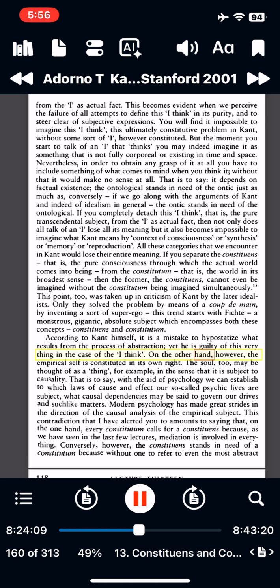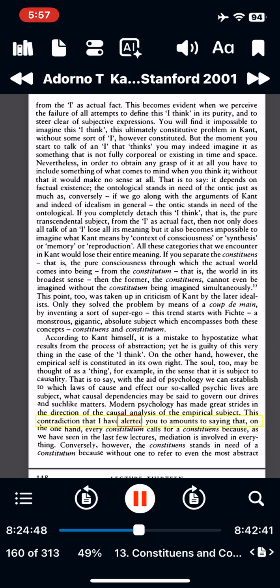On the other hand, however, the empirical self is constituted in its own right. The soul, too, may be thought of as a thing, for example, in the sense that it is subject to causality. That is to say, with the aid of psychology we can establish to which laws of cause and effect our so-called psychic lives are subject, what causal dependencies may be said to govern our drives and such like matters. Modern psychology has made great strides in the direction of the causal analysis of the empirical subject.